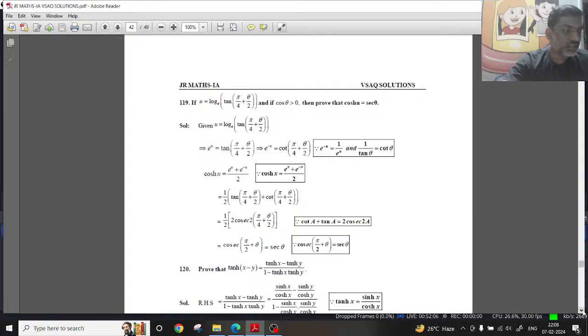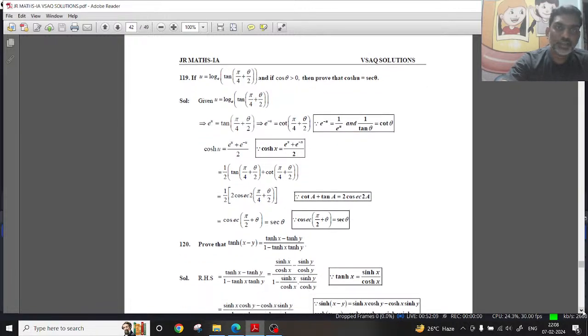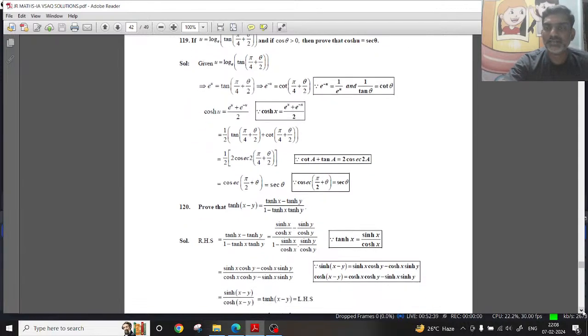Next, question number 119. U is equals to log of tan of pi by 4 plus theta by 2. From this also we can get e power u. E power u is equals to tan of pi by 4 plus theta by 2. And cos hu, they are asking, e power u plus e power minus u divided by 2. Substitute the values: tan of pi by 4 plus theta by 2 plus cot of pi by 4 plus theta by 2. Simplify, you can get the answer. Same like above question. Similar question it is, 118.